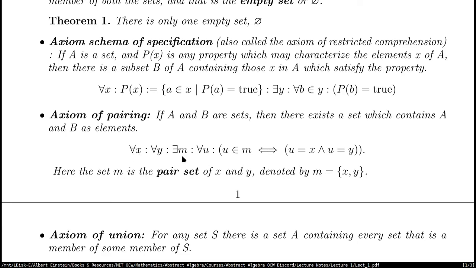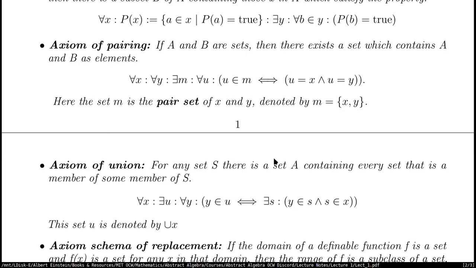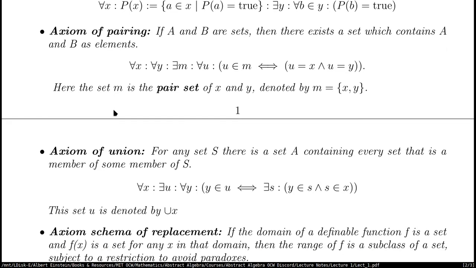Then you can say that there exists some set M such that for all U in M, it is equivalent to saying that U is equal to X or U is equal to Y. Every element U of M is either going to be X or going to be Y. So what that leads to is having a pair X and Y, and M is the pair set which includes them as a pair.